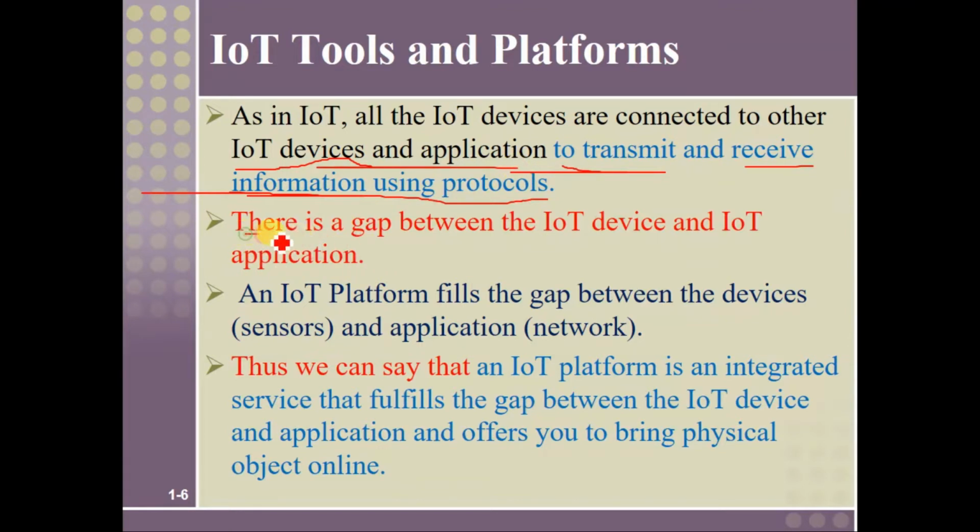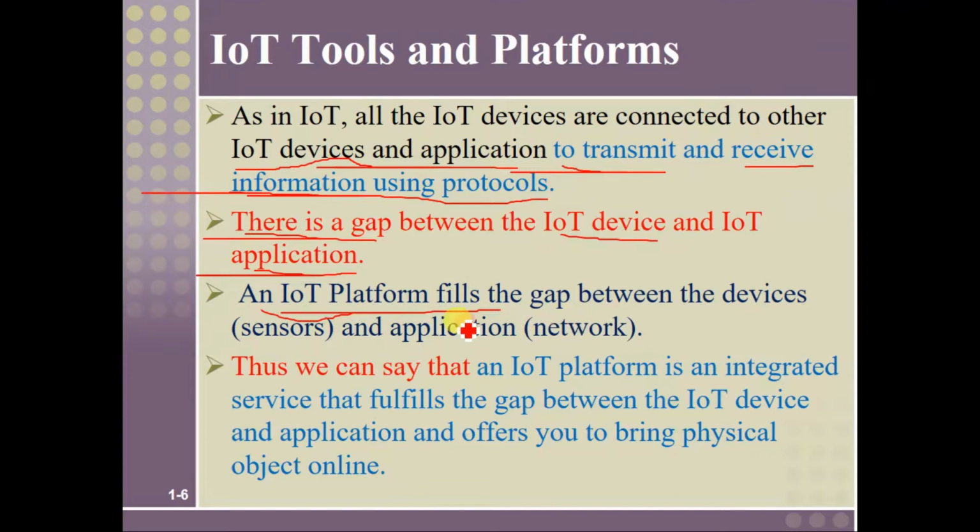There is a gap between the IoT devices and the IoT application if we are not using IoT platforms. So the IoT platform acts as a bridge between IoT devices and its application network. IoT platforms fill the gap. The fundamental objective of an IoT platform is to fill the gap that exists between different devices, sensors, or applications, you can say a network.